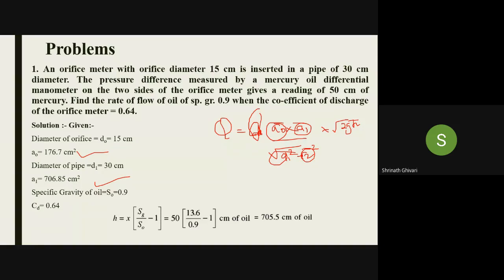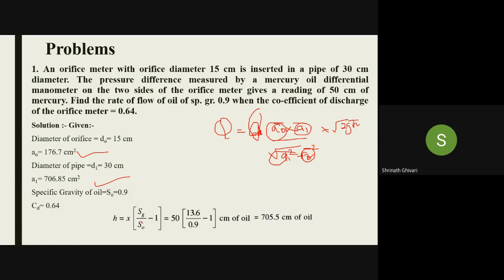A1 square minus A0 square is also given, that is nothing but that only. The value goes into the square root, with 2 a constant and g as 9.81. So H we know how to calculate.